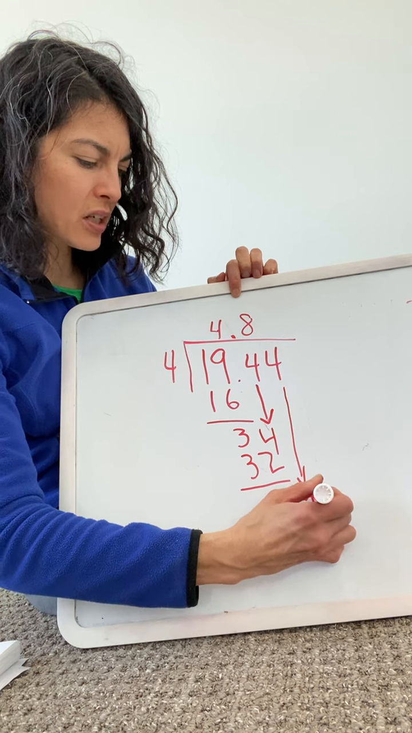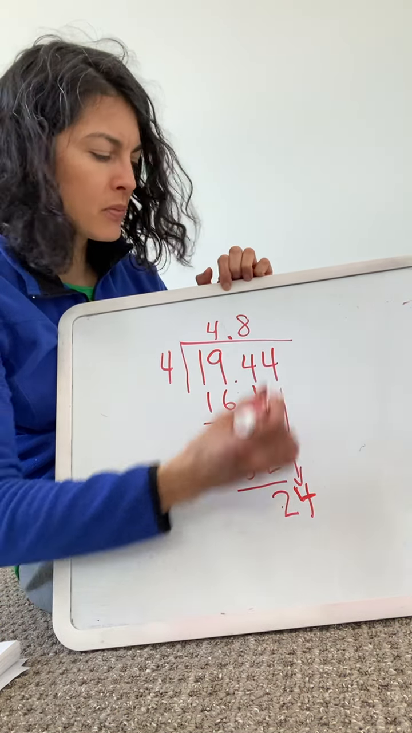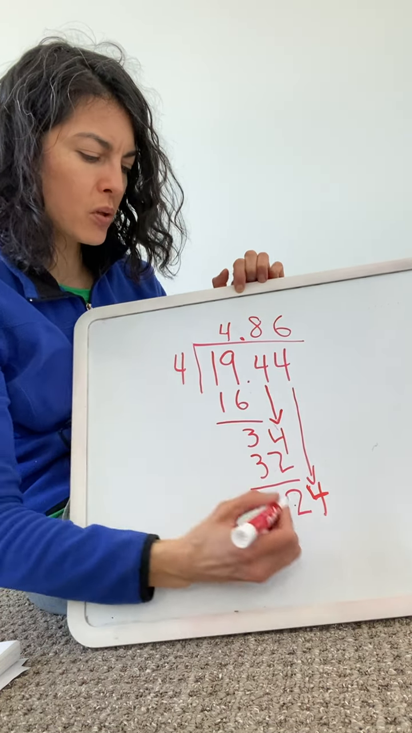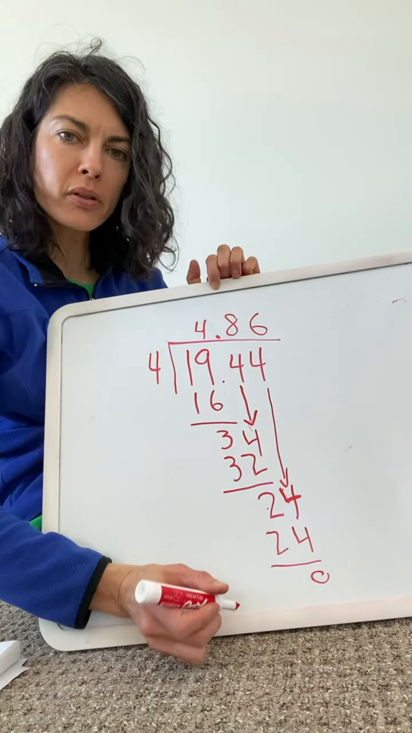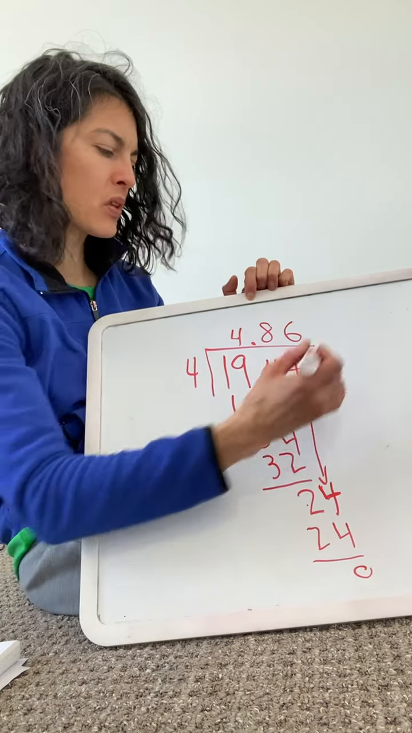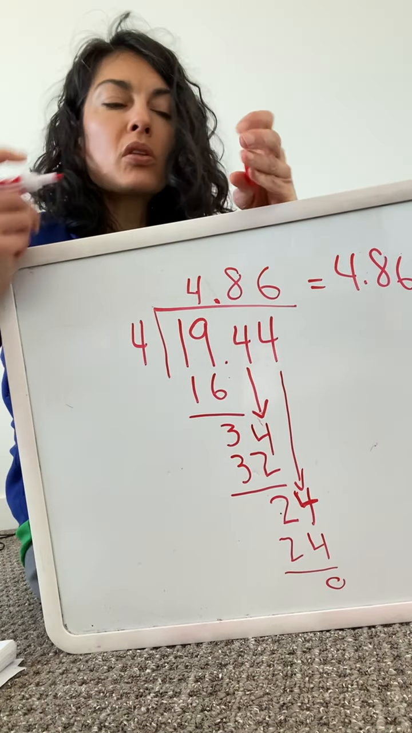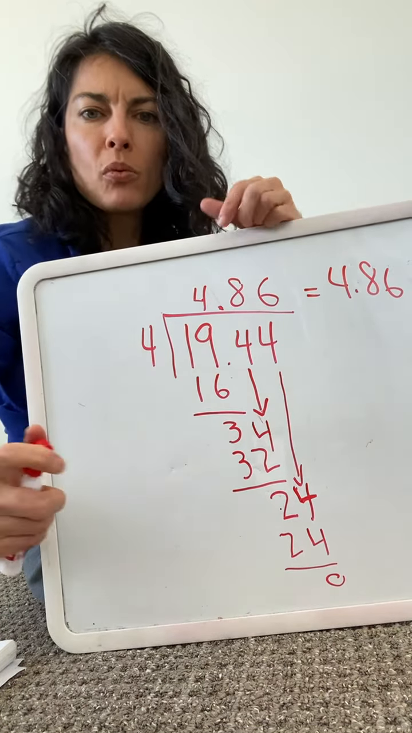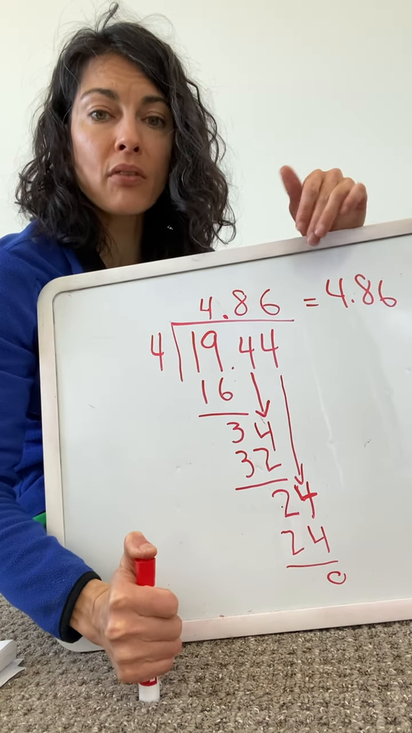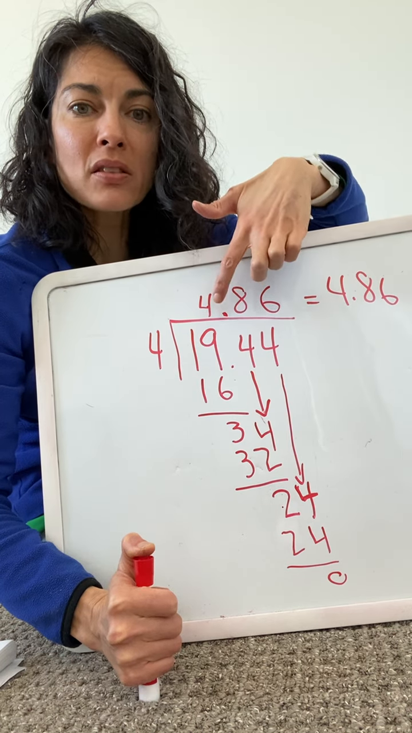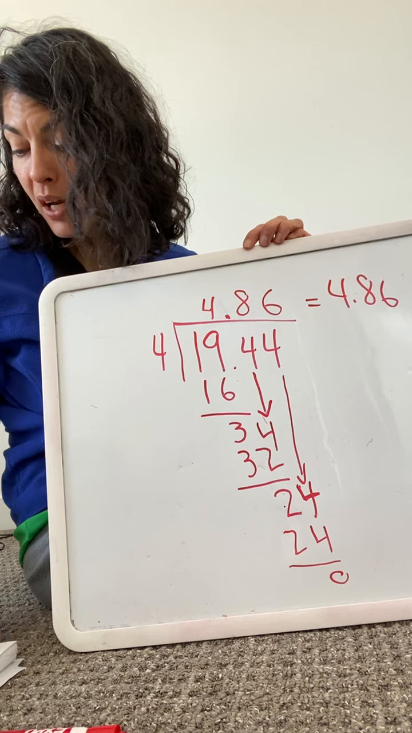Ooh, it is very funny to write upside down, let me tell you. 4 can go into 24 how many times? 6. 6 times 4, 24. So nice and even. 0 left over. What's our answer? 4.86. The only thing when you're dividing a decimal number by a whole number, the only special thing to keep track of is put the decimal on top where your answer will go. And that way you're sure that your answer is going to be in the right form.